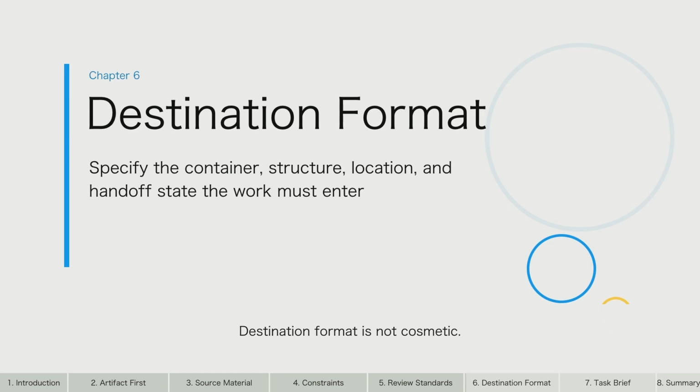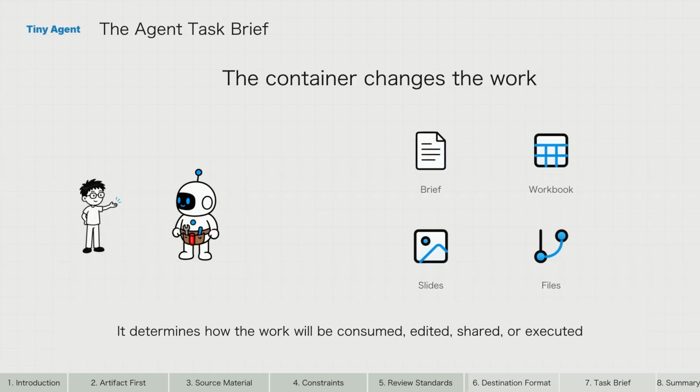Destination format is not cosmetic. It determines how the work will be consumed, edited, shared, or executed after the agent finishes. A useful answer in the wrong container creates another manual task. Specify the final surface and its structure. Is the artifact a markdown brief, a one-page document, a spreadsheet with formulas, a slide deck, a checklist, a ticket update, or files ready for a repository?